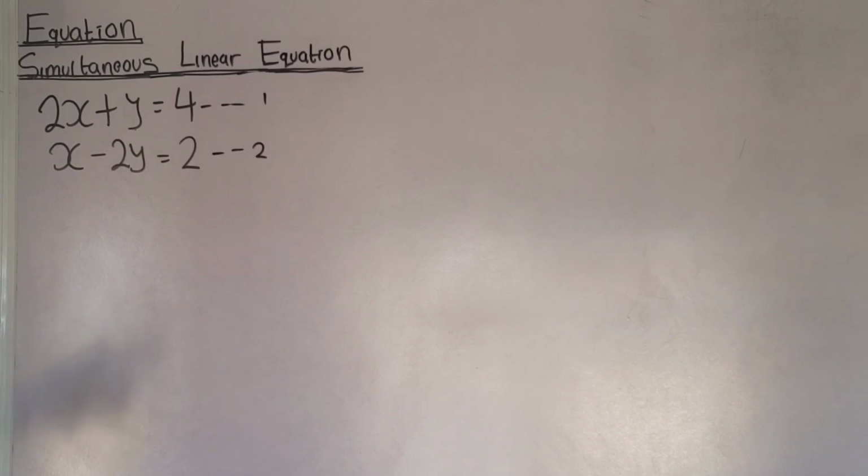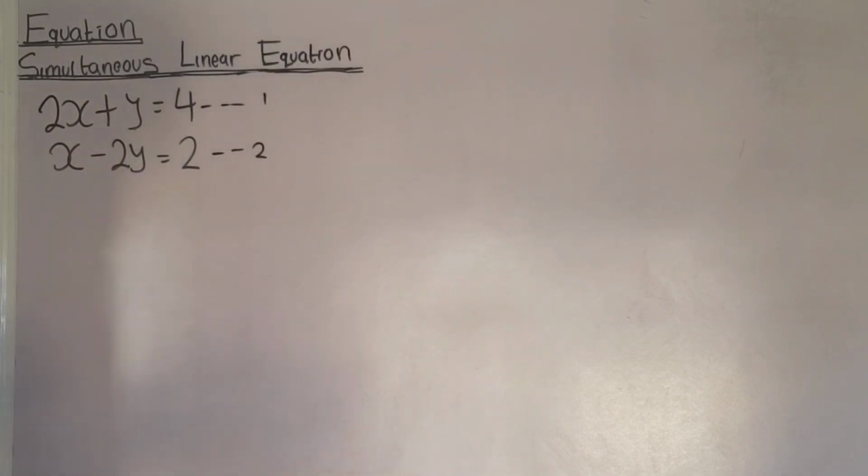Now, having identified the unknown that you want to eliminate, you have to modify both equations such that the coefficient of the unknown that you want to eliminate is the same for both equations. Listen to what I said again. The unknown that I want to eliminate is x. The next step is to modify both equations such that the coefficient of the unknown that you want to eliminate is the same.